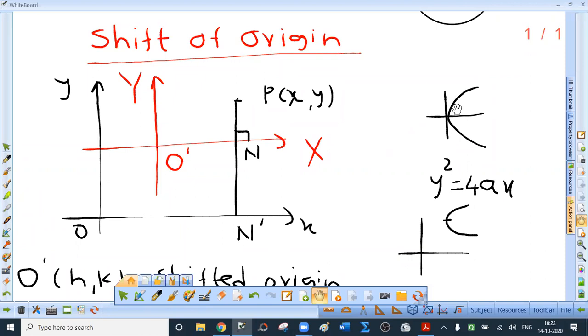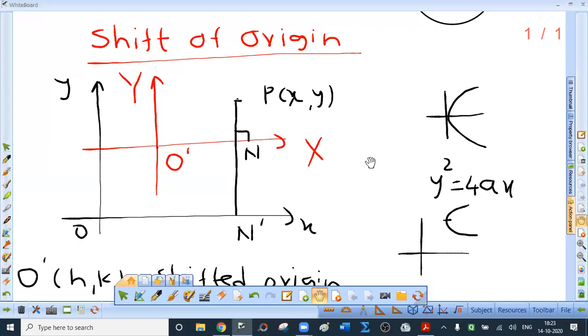We know that the equation of this parabola is y square equal to 4x. Now this is also a parabola. If we want to study the features of this parabola, we already know the features of this one. So what should be done? We shift the origin from this point to this point. So this parabola also becomes a standard one so that its features can be studied.